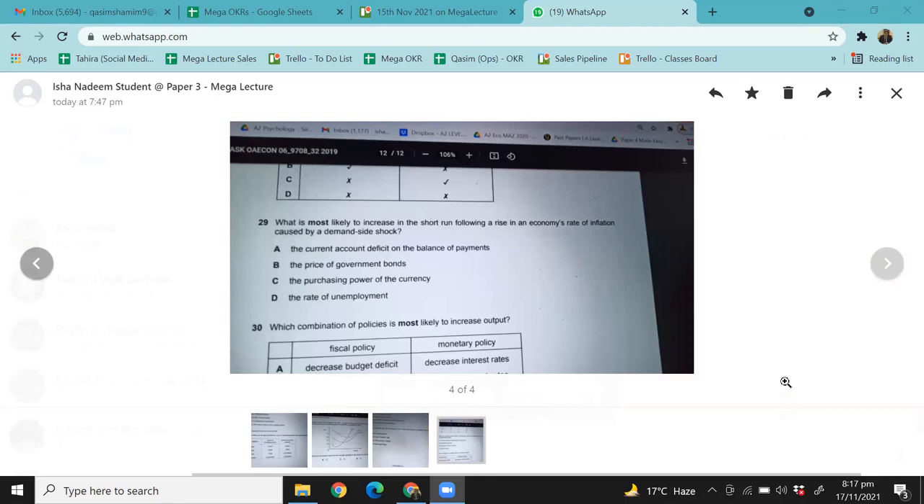Why is C incorrect, students? C is incorrect because when there's inflation taking place, the purchasing power of your currency doesn't increase. In fact, it decreases because now products are more expensive. Is it making sense? The price of government bonds, I was thinking that perhaps that is correct, but A makes more sense. How is A making more sense?